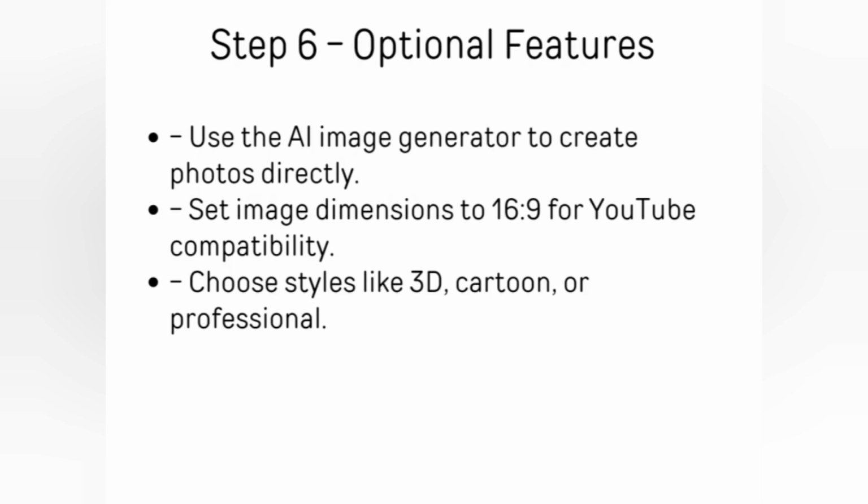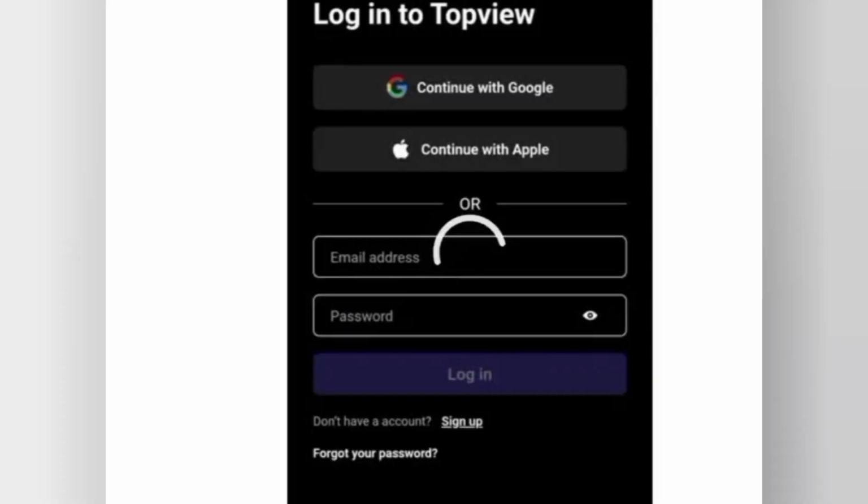So what are some of the optional features on this tool? You could use the AI image generator. It has an internal AI image generator that will help you to create the photos directly. And then you have the option of setting the image dimension to 16 by 9 for YouTube compatibility. You also have the option of choosing styles like 3D cartoons or professional. Some of these are paid features.